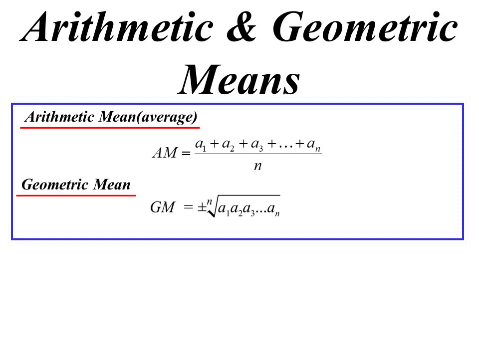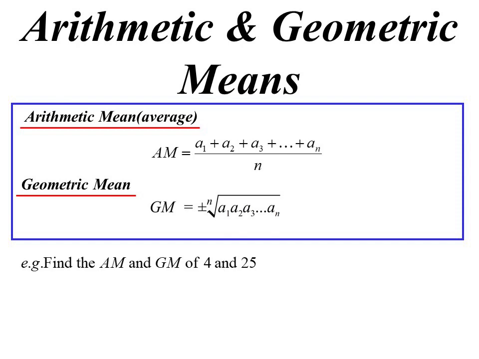Geometric mean is slightly different, because instead of adding, we multiply. So we multiply them all together, but then we find the nth root. So if you've got 2 terms, you'd find the square root. If you've got 3 terms, you find the cube root, and so on. Technically, it's plus or minus. We tend to go with the plus. But again, it could be an alternating pattern, so you could get plus or minus.